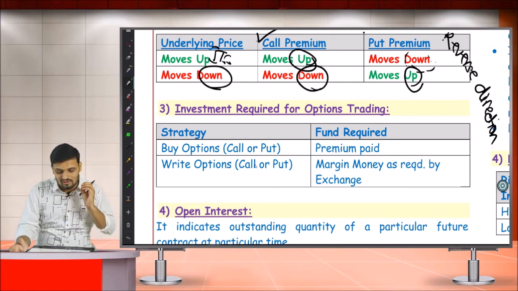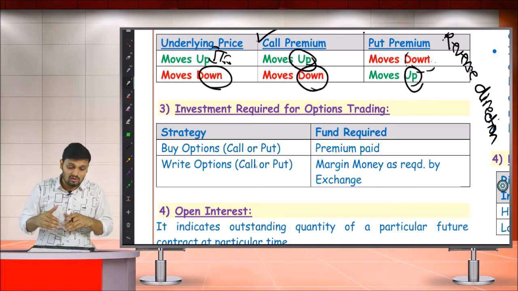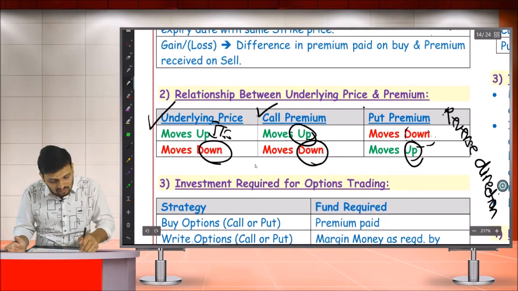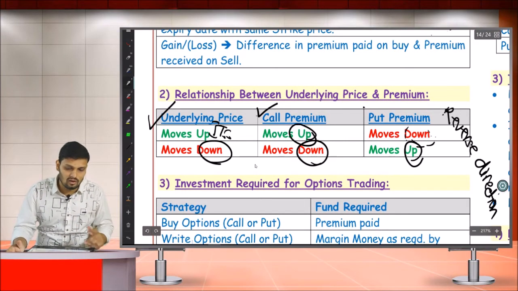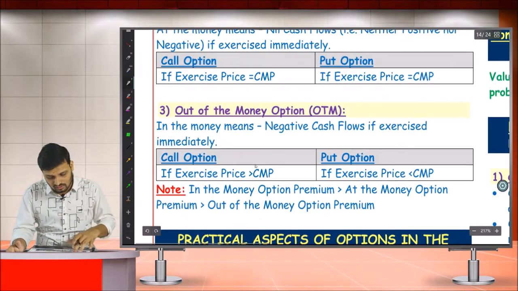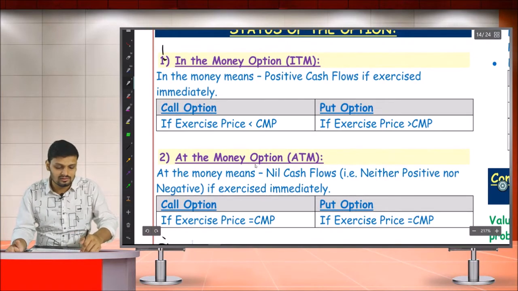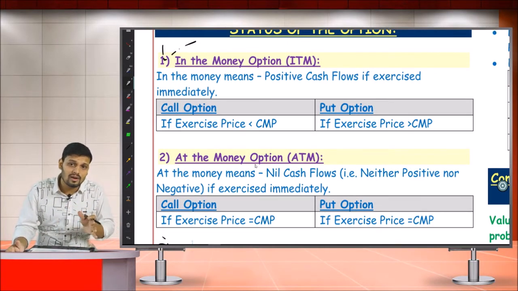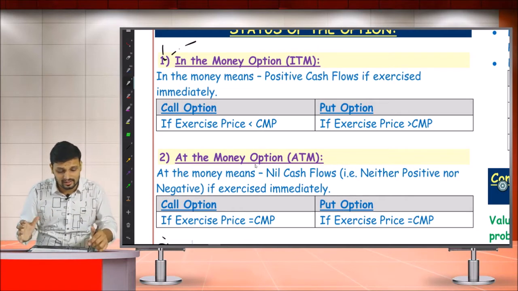But see, if I just go by the theory book, that is our bookish knowledge, the knowledge which I am giving you is both bookish as well as practical. This entire paragraph is your practical knowledge. All these are there in the book. Out of the money, in the money, at the money. This is bookish knowledge as well as practical knowledge. So I have a combination of both.